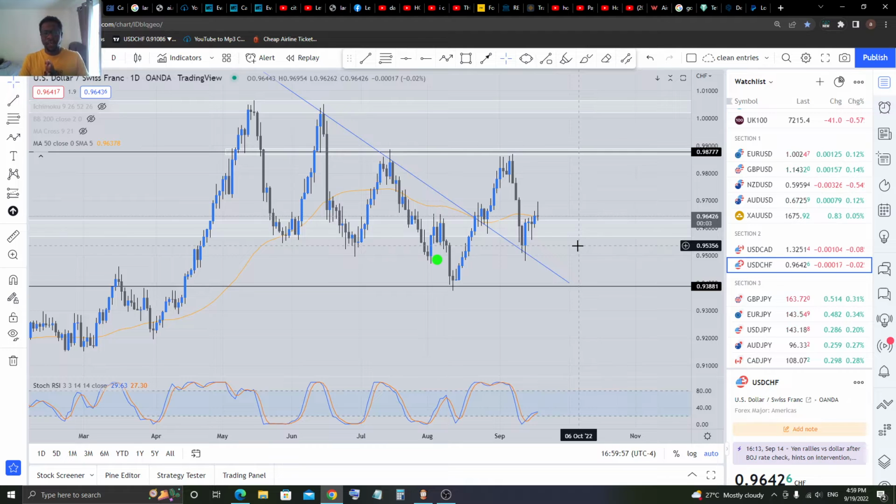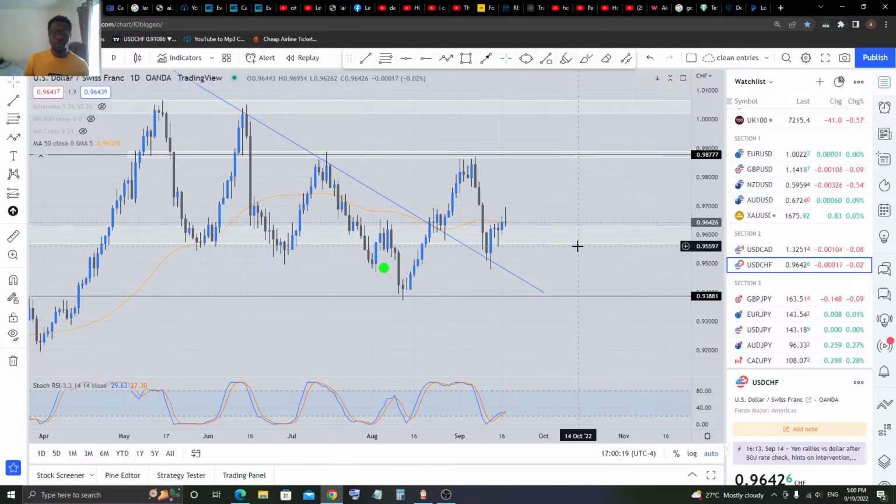I like this pair because it's easy. Even if you are a newbie, even if you're just starting trading, you can trade this pair because this pair respects the fib level so much, guys, so much. So you can take advantage of this pair because it moves easily.